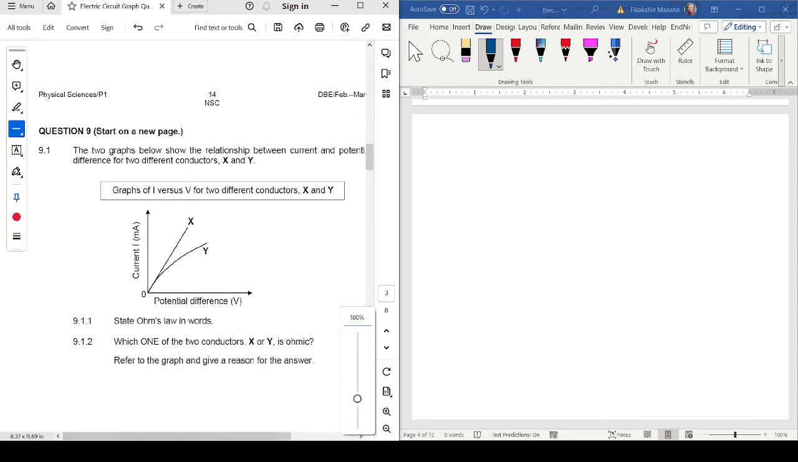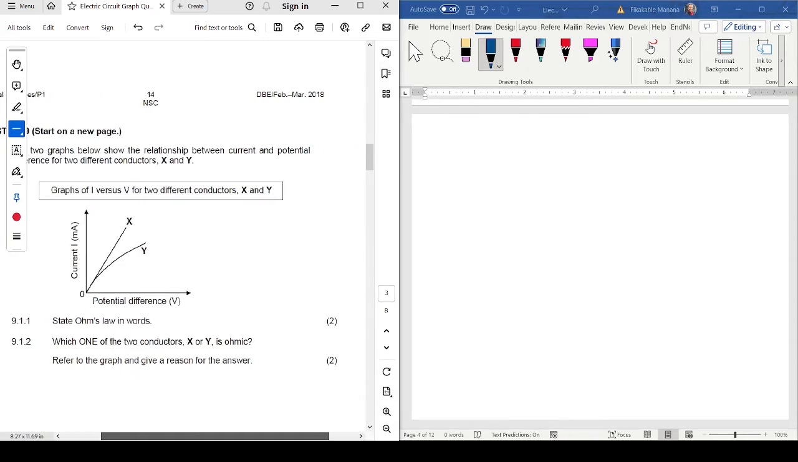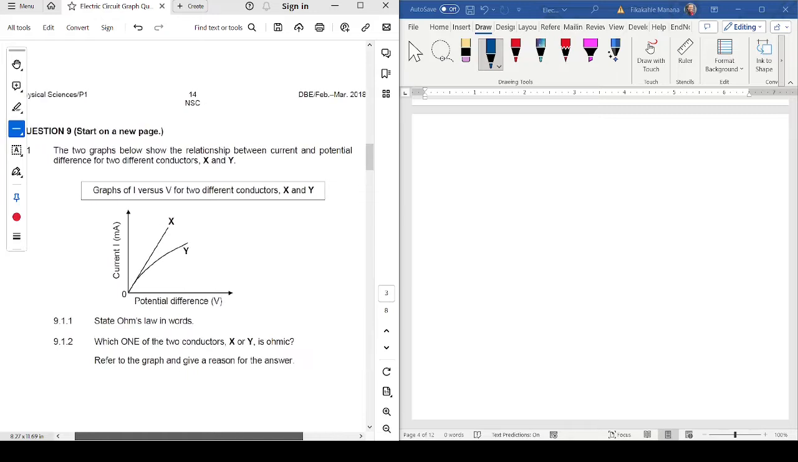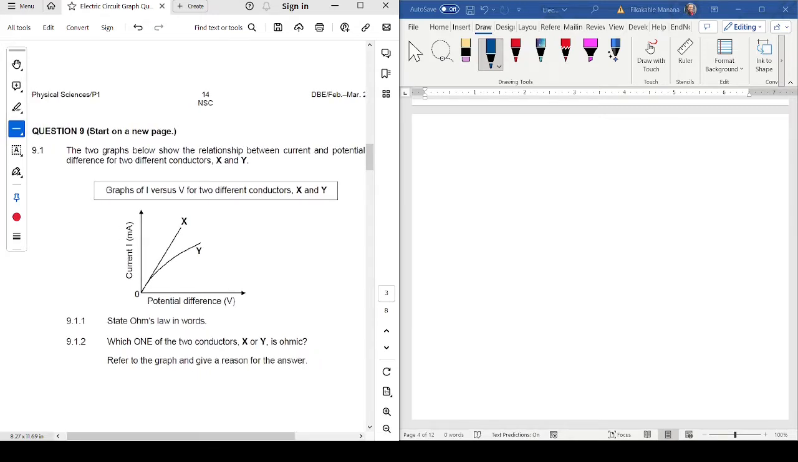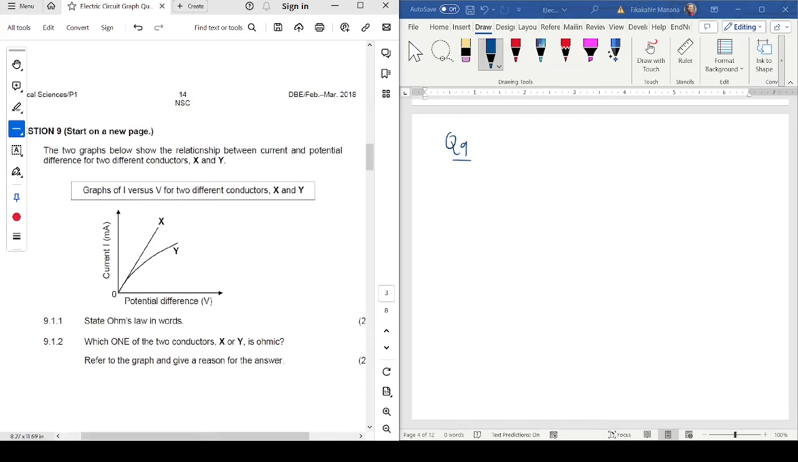Welcome back, and we're going to have a look at question 9 of the March 2018 paper. Okay, so what do we have this time? There are 2 graphs below that show the relationship between current and potential difference for 2 different conductors. So far we've seen a whole lot of current versus potential difference, and you know by now that the gradient of the straight line would be 1 over resistance. So this would be current, and that's potential difference.